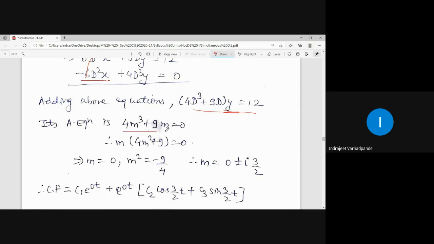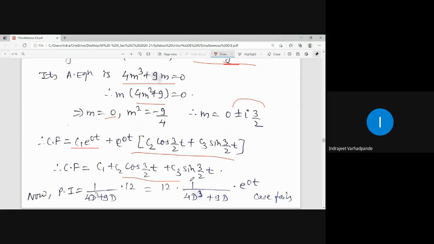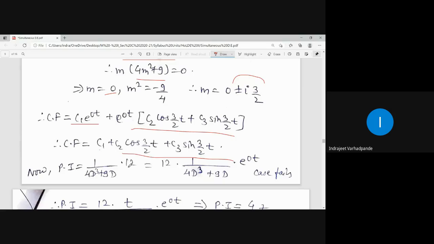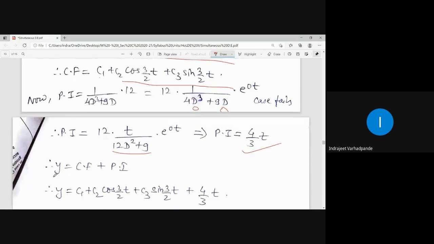So the auxiliary equation is written as 4m cube plus 9m. M common, 4m square plus 9. Roots: one of the roots is 0, the other pair is complex. So C1 e to the power 0t and complex roots. So the answer is C1 plus C2 cos 3 by 2 t plus C3 sin 3 by 2 t. For the particular integral, the RHS is 12, which is nothing but 12 into e to the power 0t. Replace D by 0. Case fails. Multiply by t and differentiate the denominator. The answer comes out to be 4 by 3 t. The complete solution is y equal to CF plus PI.